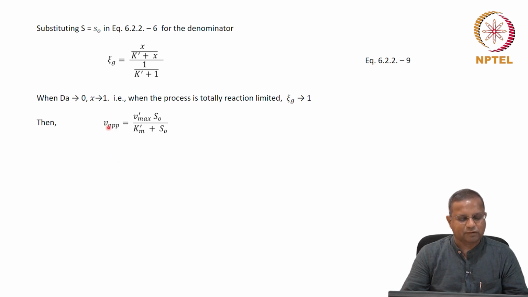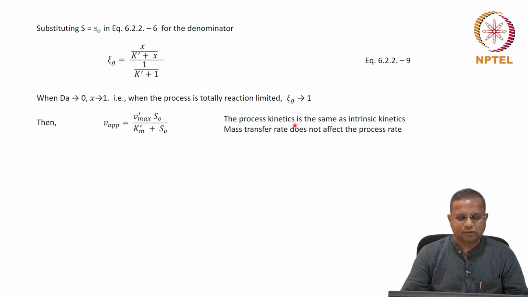Then you could write from the same equation there, V app is V max dash S0 by Km plus S0. The process kinetics is the same as intrinsic kinetics here, Michaelis-Menten kinetics. Mass transfer does not affect the process rate. There is no hint of any mass transfer related term here. The process rate is completely determined by the intrinsic kinetic rate. Okay, mass transfer rate does not affect the process rate.